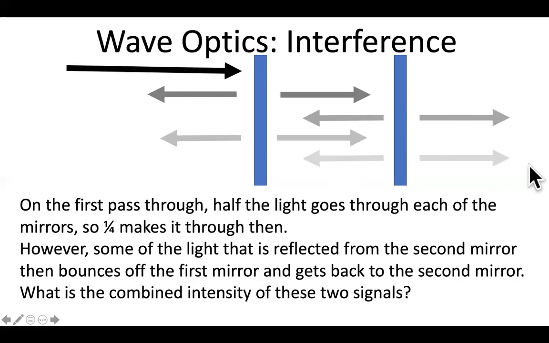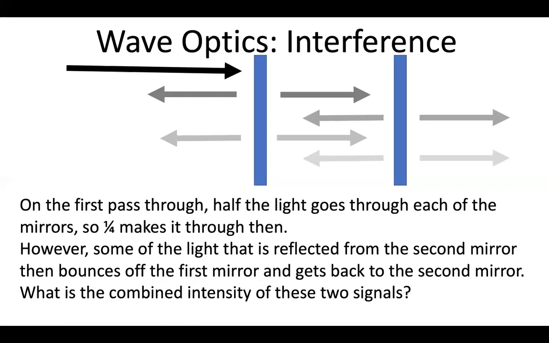Now it would be very natural, and most people think this way, to say, oh, there's more light in some form, so the intensity is higher. So it's more than a quarter. But that's where the problem is coming. To really understand how the signals from these two particular waves combine, you need to understand that they are, in fact, waves.